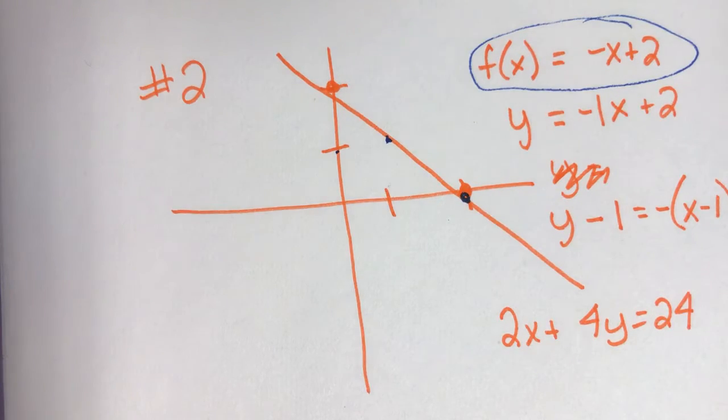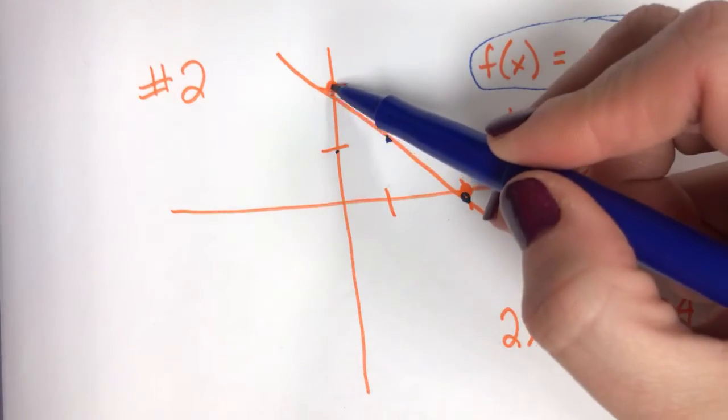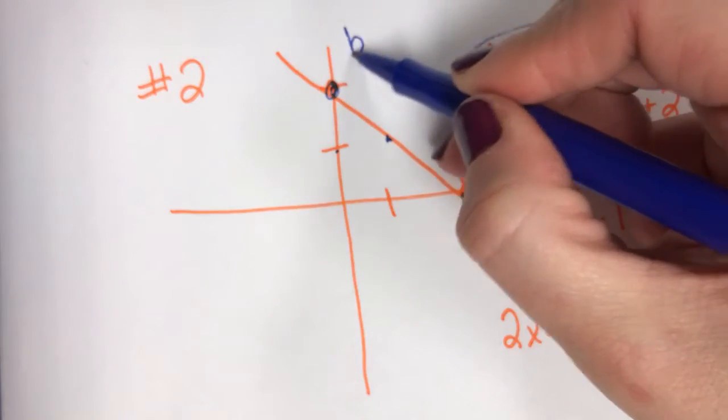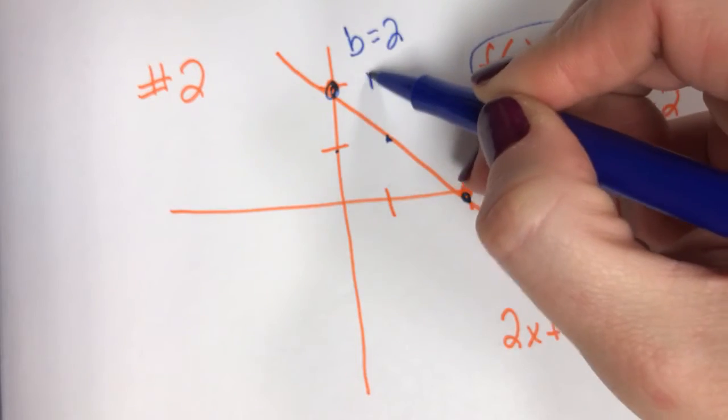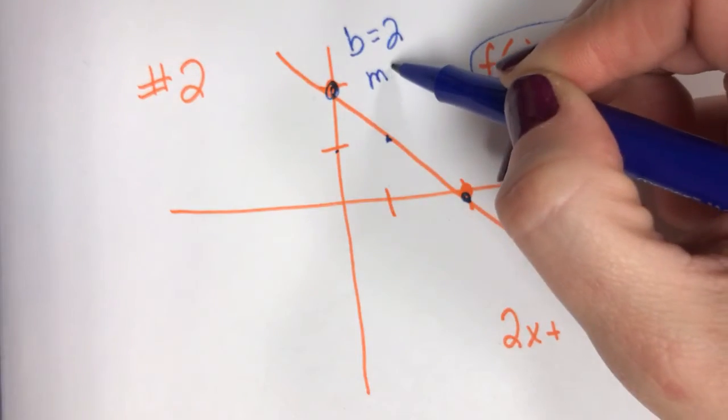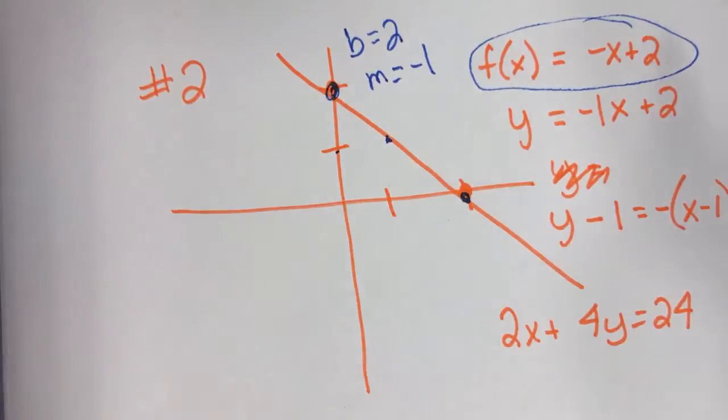Okay. Option 2 is that we could look at this line and say, okay, it has a y-intercept of 2, so it has a b of 2, and it has a slope of down 1, right 1, so it has a slope of -1, and this also is that same representation.